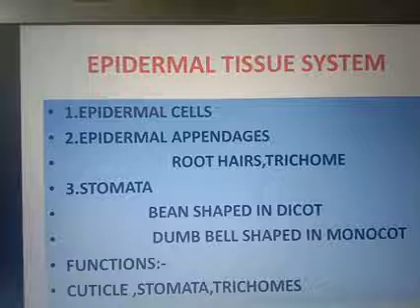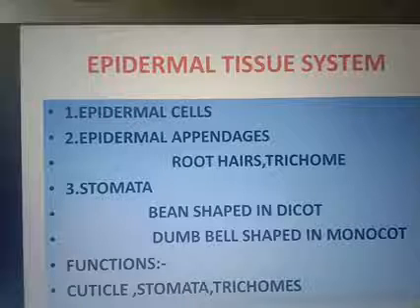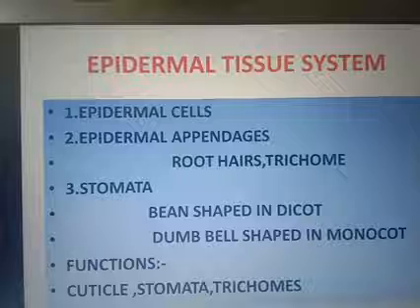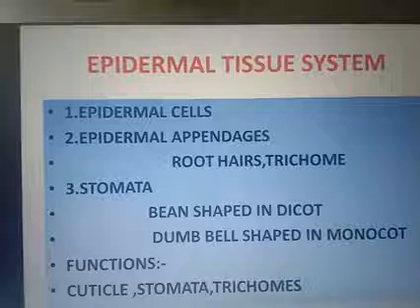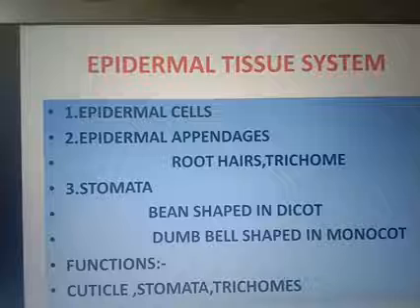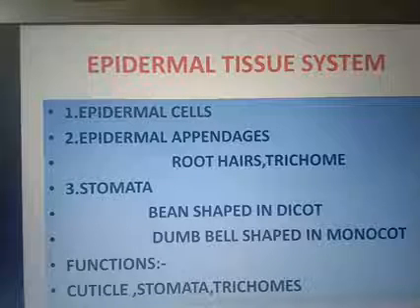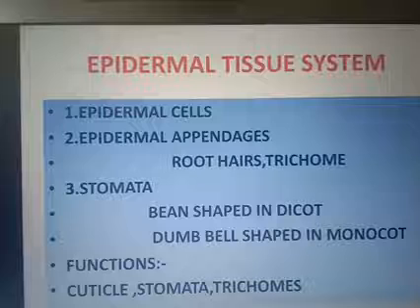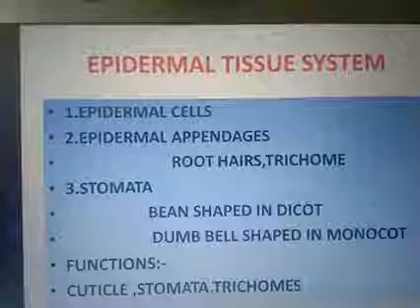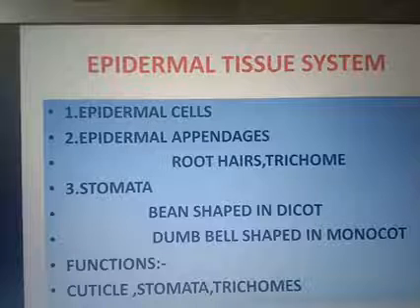The next is epidermal appendages. Epidermal appendages of roots and shoot. Epidermal appendages of root are root hairs, and for the shoot, that is trichome. So root hairs are the unicellular extension of the root epidermis.